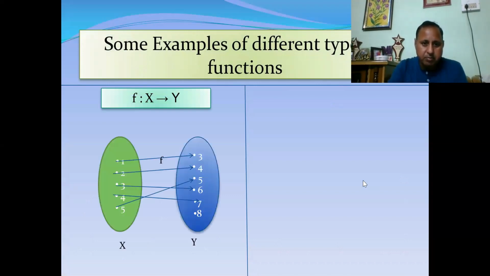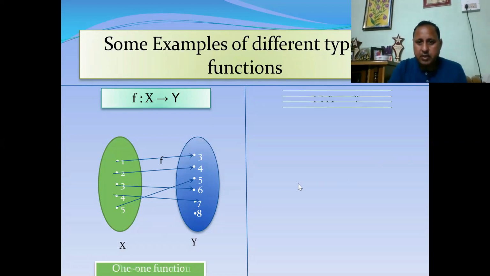Okay. Think. Be quick now. Here, 1 has an image, 2 has an image, 3 has an image, 4 has an image, each has images. It means this one is a function. But which type of function? Because 8 has no pre-image, it means this one is not onto. Which function is this? One-one? Yes, this function is a one-one function because different elements have different images.